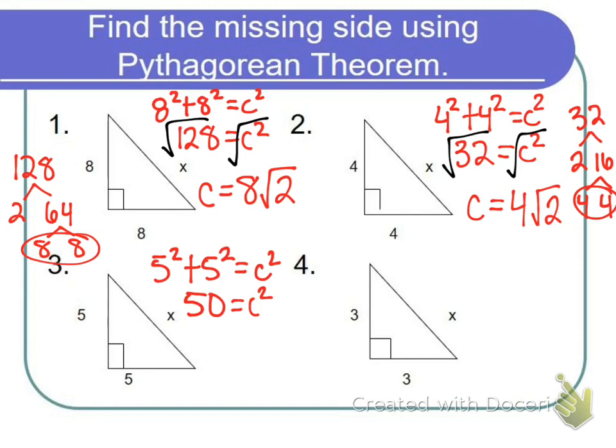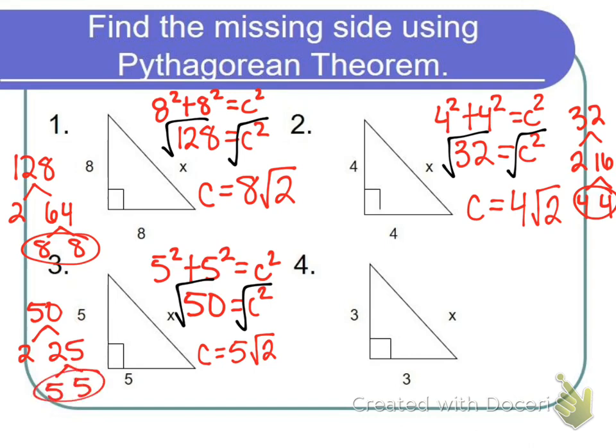Okay, then we have to do what? Square root both sides. Is 50 a perfect square? No. But it simplifies to be 5 root 2. 50 would break into 2 times 25. 25 breaks into 5 and 5. That's where we get our pair. If you have not noticed a pattern yet, I'm hoping that we're about to see it.